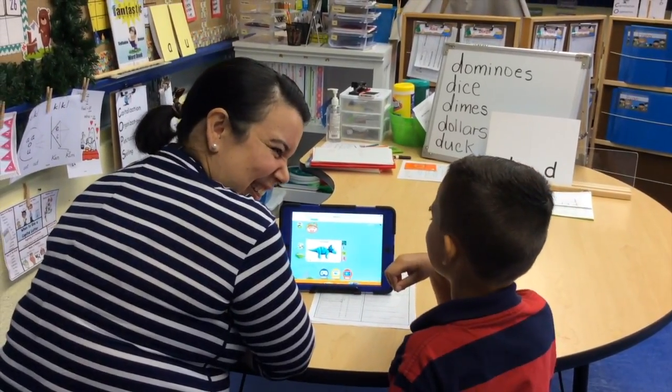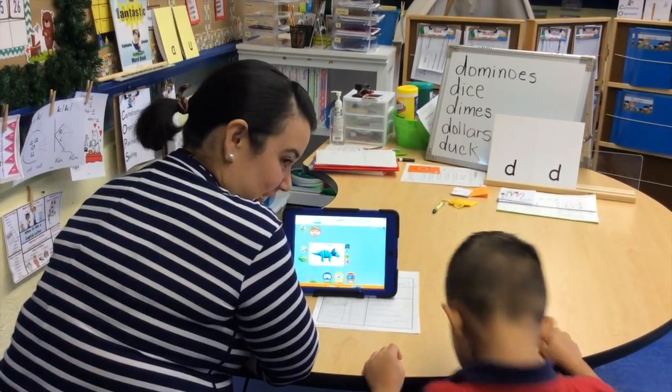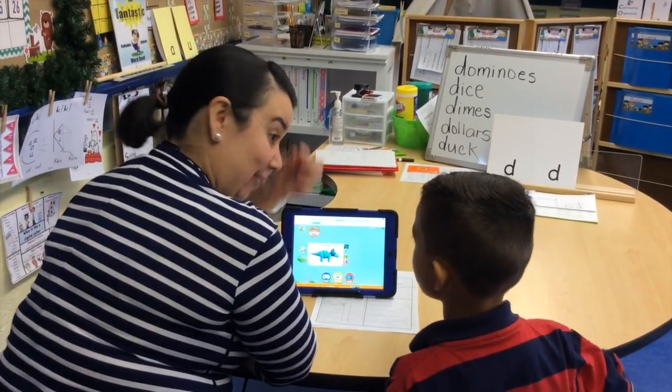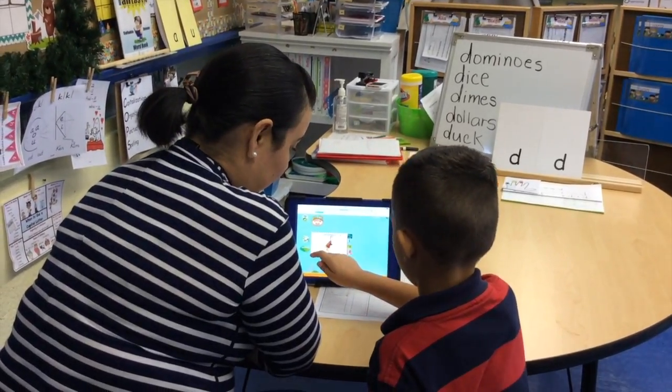Triceratops. Oh, I like that one. Quadrupedal dinosaur. It lived in western North America at the very end of the Cretaceous time period. Very good. Let's look at one more.